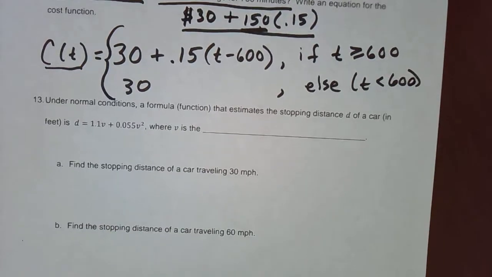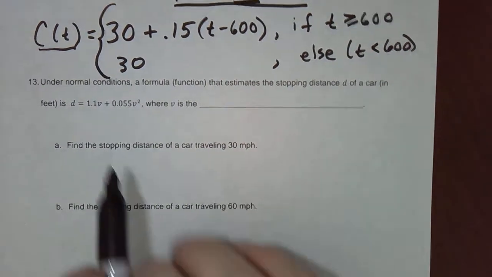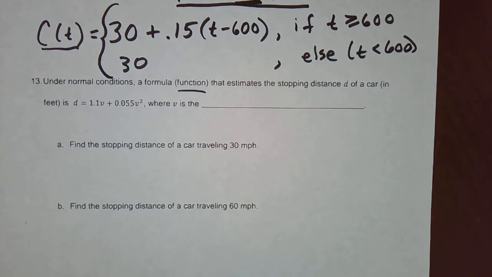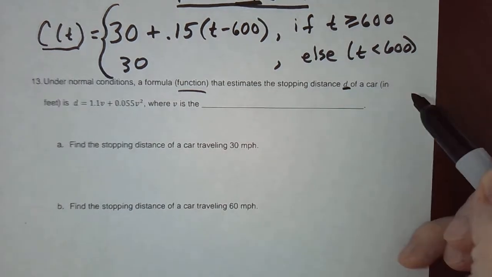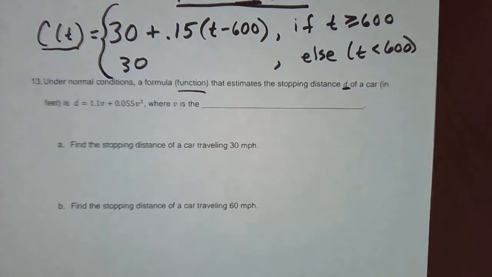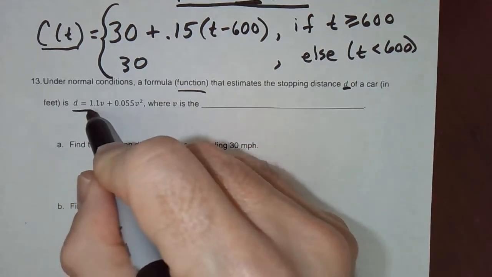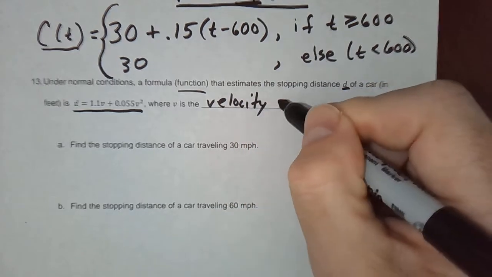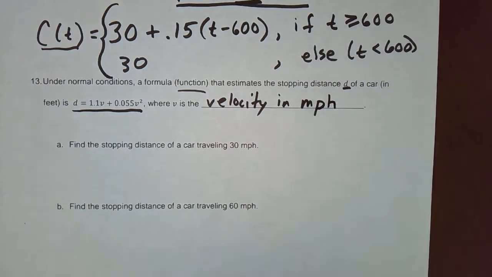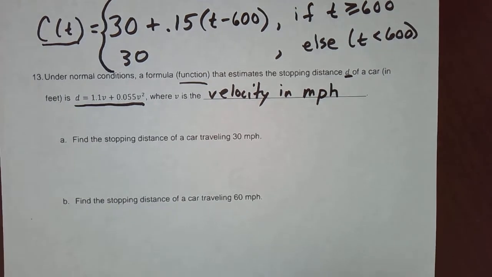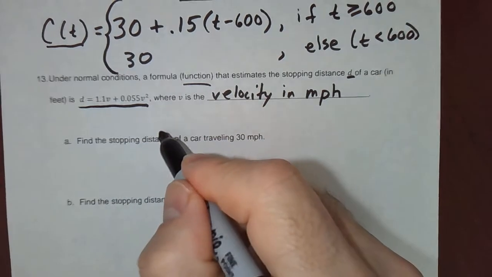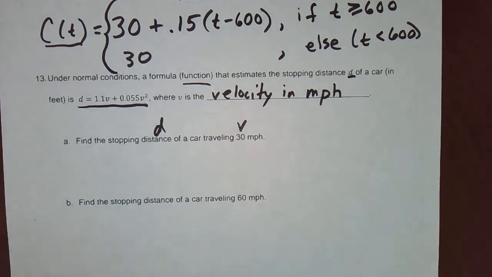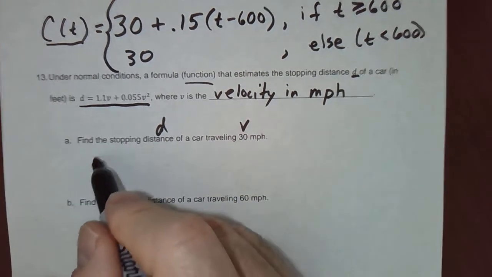All right, our last example. This problem says, under normal conditions, a formula, a function, that estimates the stopping distance d of a car in feet, the number of feet required to stop, is this, where v is the velocity of the car in miles per hour. So let's find the stopping distance d of a car traveling 30 miles an hour. That means v is 30. So just plug it in.